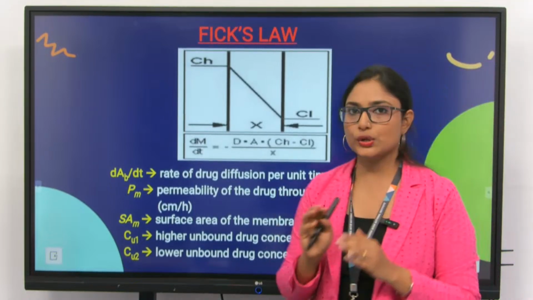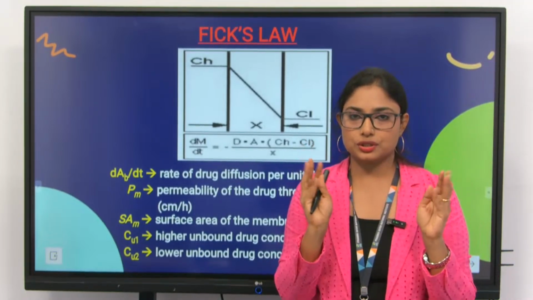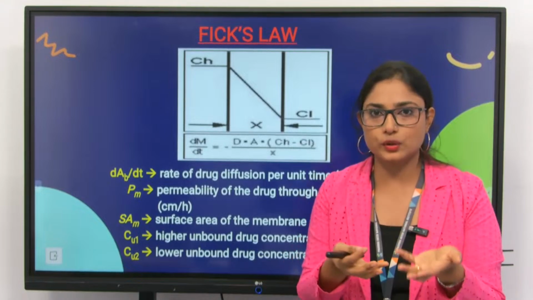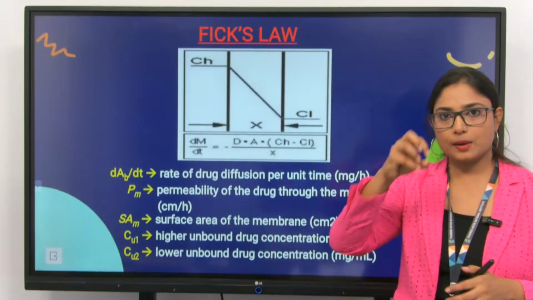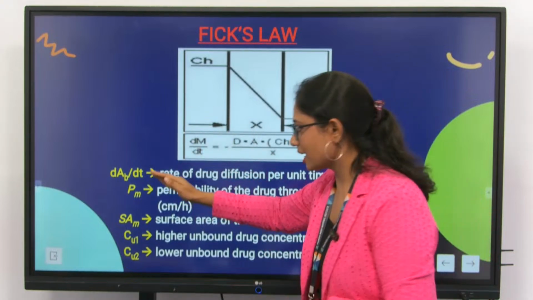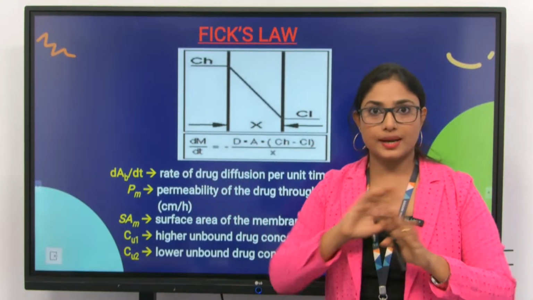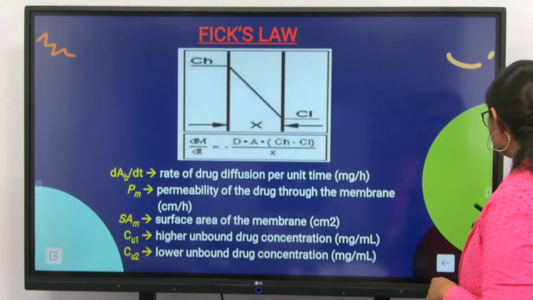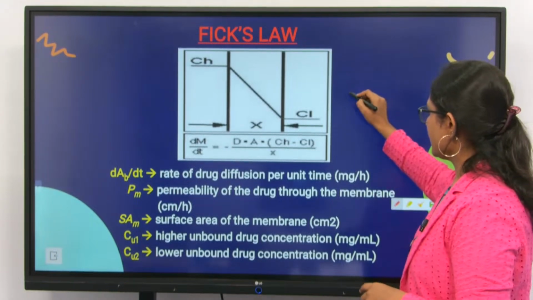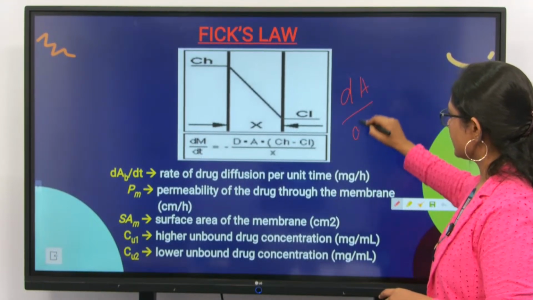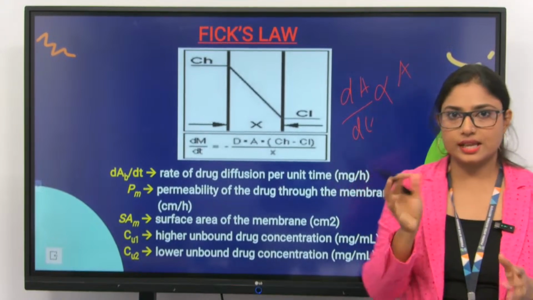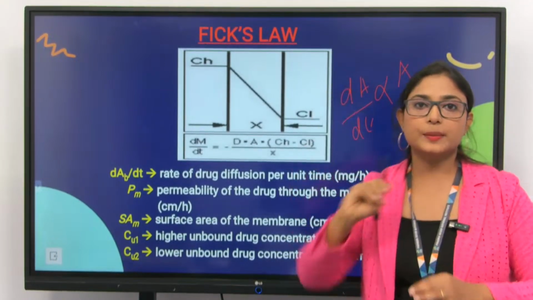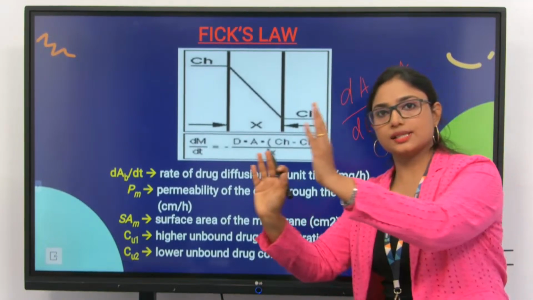So as I've told you, rate means a time will be mentioned. A particular amount of drug is getting diffused in a particular time. So dA by dt, that means a particular amount getting diffused in a particular time, is dependent on many factors. dA by dt is directly proportional to A, the surface area. The more the surface area, the more will be the diffusion of drug across the cell membrane.